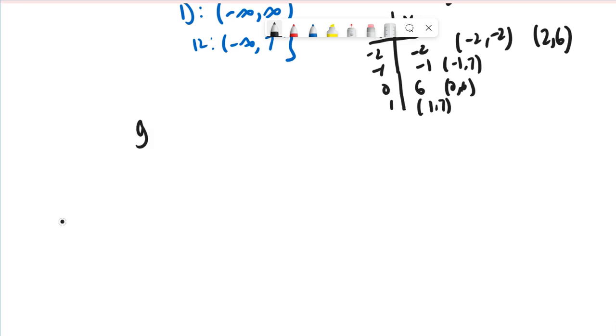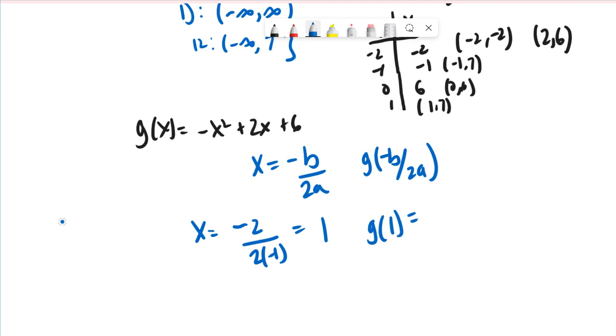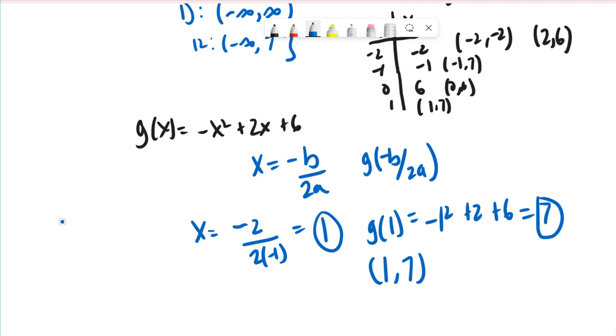So we had that our equation was g of x equals negative x squared plus 2x plus 6. The vertex formula that gives you the maximum is negative b over 2a. How do you find the value that corresponds to it? You plug it into the equation. That would be minus 2 divided by 2 times negative 1, which is actually just 1. Okay, that's easy. So we end up with g of 1 equals negative 1 squared plus 2 plus 6 equals 7. Done. So we get that it's going to be the ordered pair (1, 7).